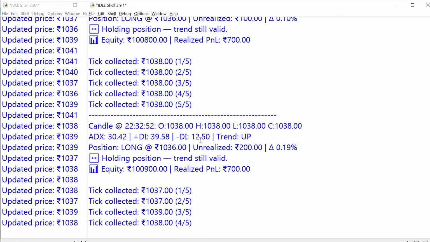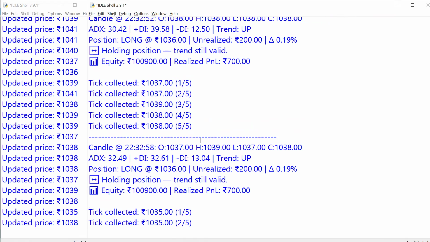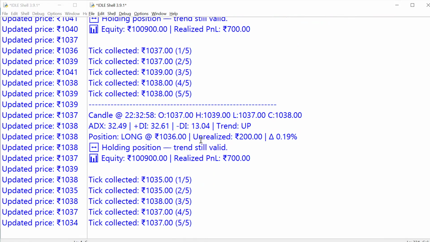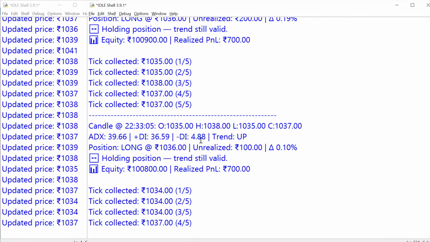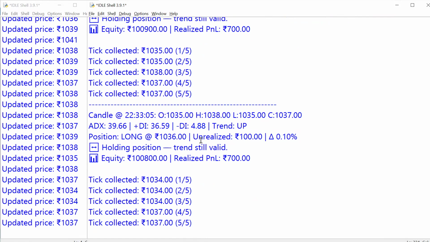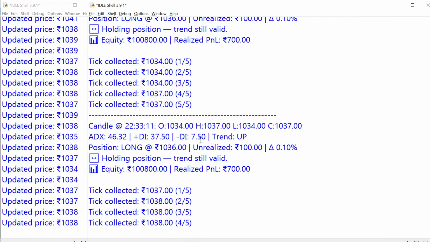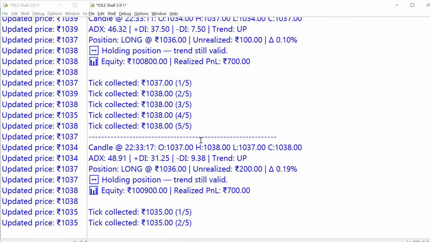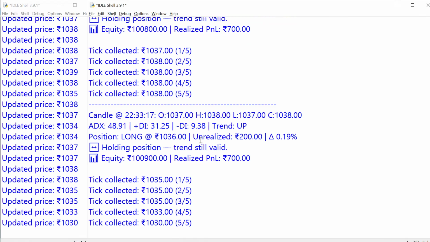If the price goes to 1041, we are going to book the profit. And if the price goes 1% down, we are going to book the loss also. For the loss and profit, we have kept a proper statement. And if there is a loss of 5% of the capital, that is 5,000 rupees, then we are going to stop the algo. And then again, we will rethink and start the algo.